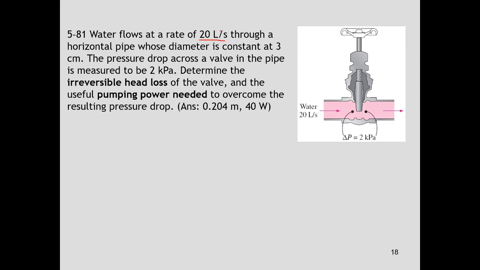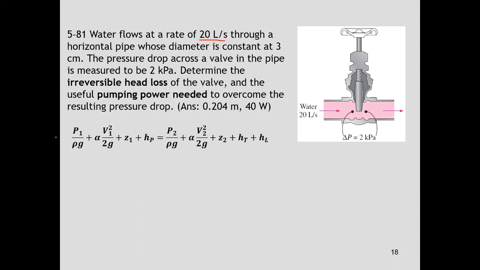Okay, 1 meter cube is 1000 liter. So 20 liter per second is equal to 0.02 meter cube per second. The flow goes to a horizontal pipe whose diameter is constant at 3 centimeter. The pressure drop across the valve in the pipe is measured to be 2 kilopascal. Determine the irreversible head loss of the valve and the useful pumping power needed to overcome the resulting pressure drop.